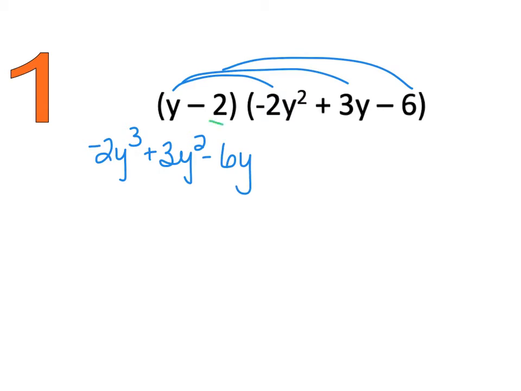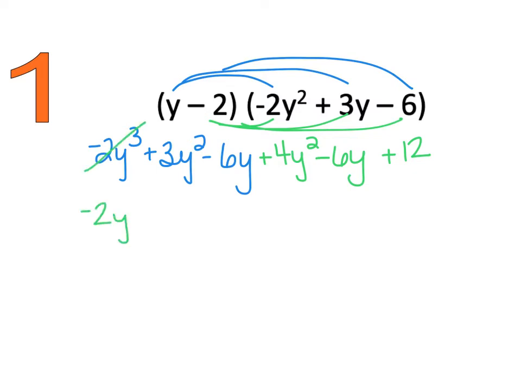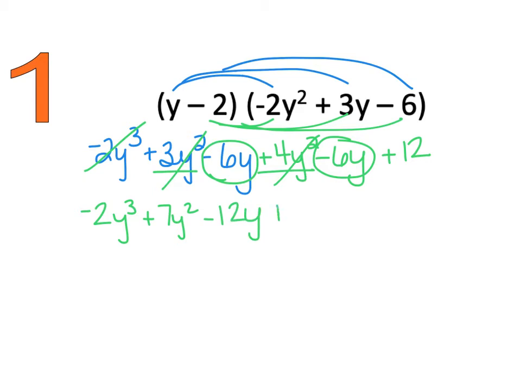Now I'm going to distribute the negative 2, so I'll have 3 more multiplications. So negative 2 times negative 2y squared would be positive 4y squared. Negative 2 times 3y is minus 6y, and then plus 12. And now I'm going to restructure this in standard form, beginning with my highest degree. So my first one is negative 2y cubed. Then I have a 3y squared plus 4y squared would be plus 7y squared. I have a minus 6y and another minus 6y is minus 12y, and then plus 12.